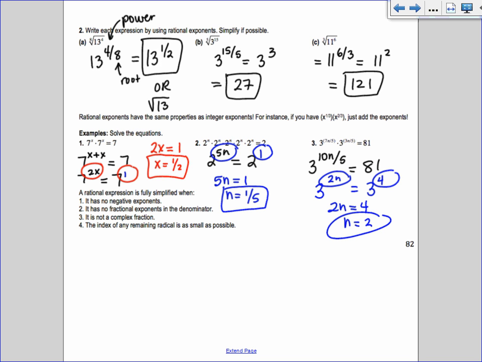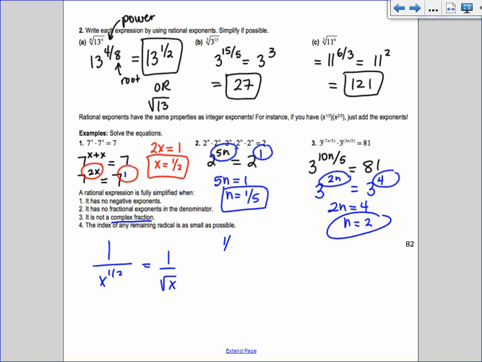Okay, so we're going to be simplifying things that have radicals or rational exponents. And there are different rules. Things are fully simplified when there are no negative exponents. Just like before, we couldn't have x to the negative 2; we wrote that as 1 over x squared. It has no fractional exponents in the denominator, because 1 over x to the 1/2 represents 1 over the square root of x, which we would then need to rationalize. We can't have square roots in the denominator.